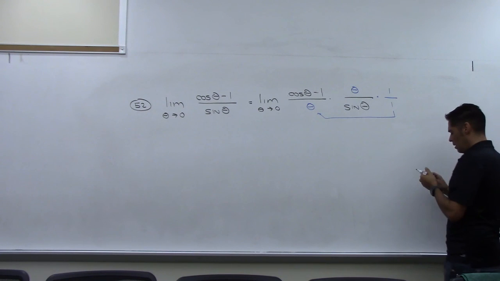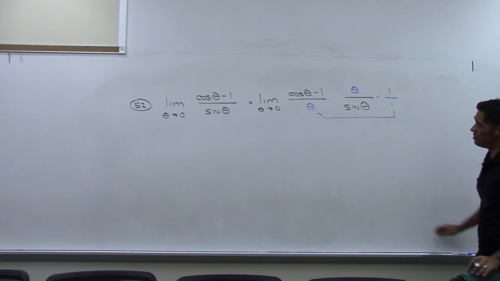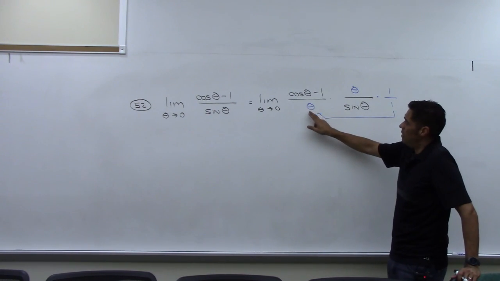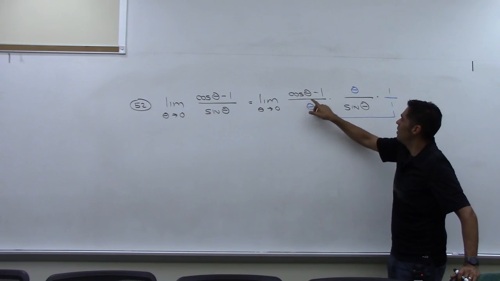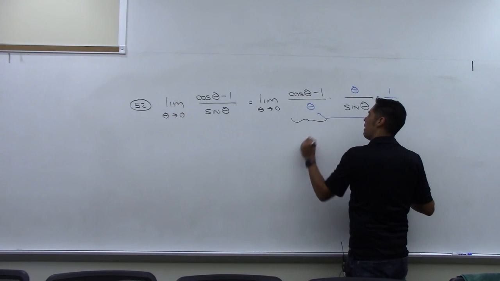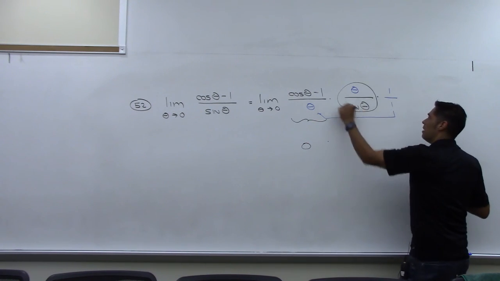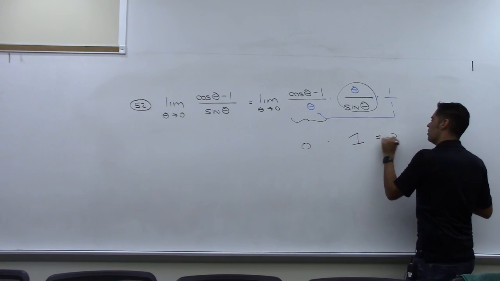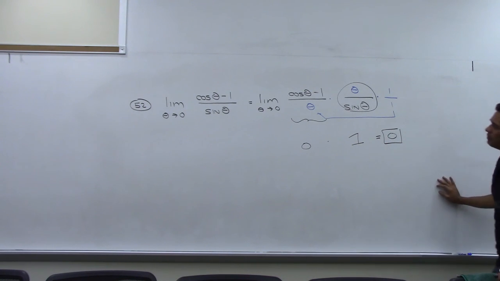And the question is, is this one of our special formulas? Yes, cosine of junk minus 1 over junk, these match, these go to 0. This right here is 0 times this right here is 1. 0 times 1 is 0. So our answer is 0.